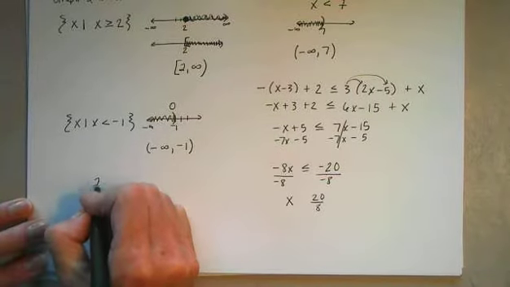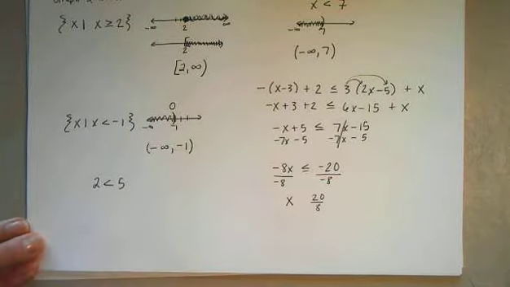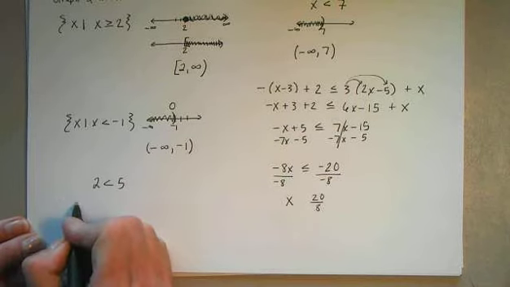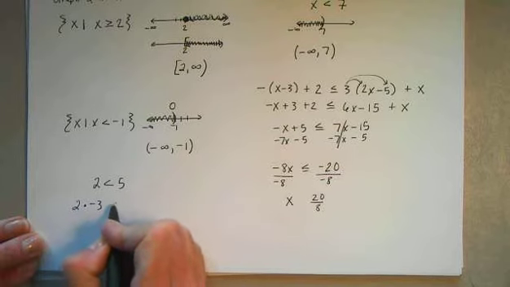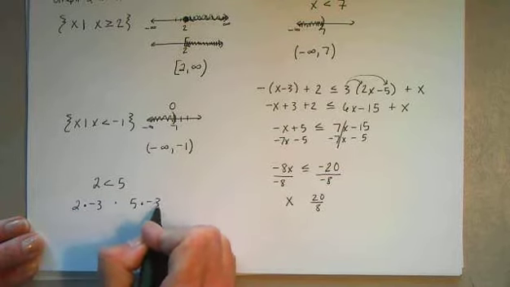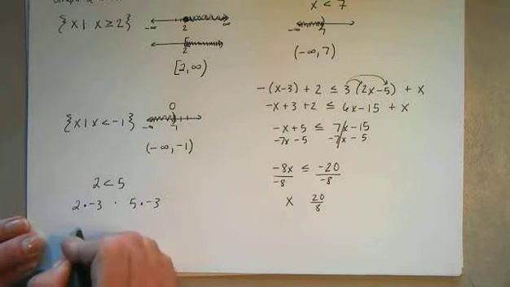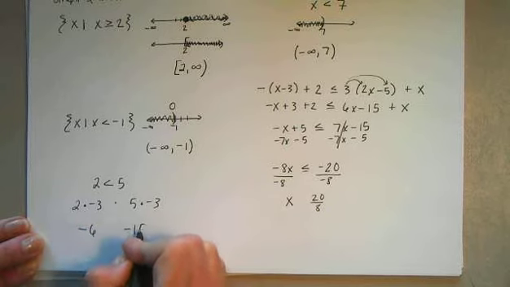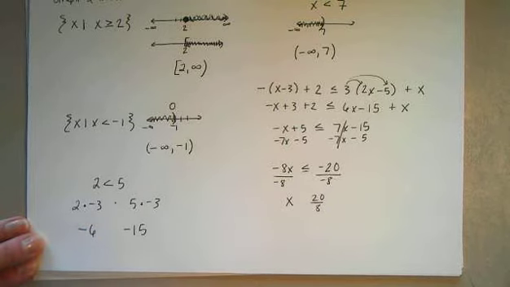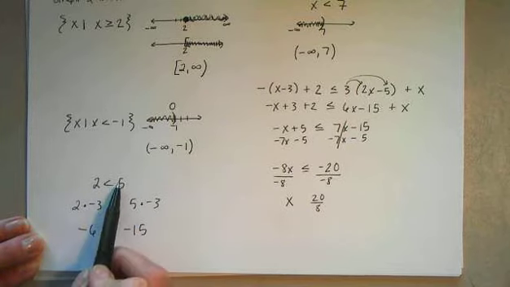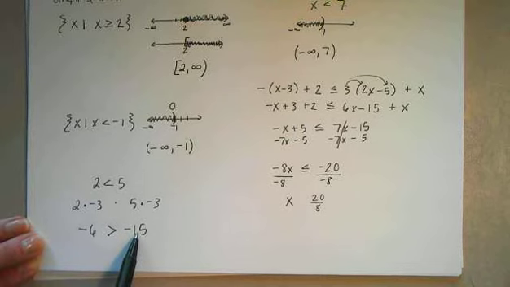What if I tell you that 2 is less than 5? We know that's true, right? We know that 2 is less than 5. But let's say I multiplied both sides by negative 3. So I have 5 times negative 3, and I have 2 times negative 3. So I'm multiplying both sides by a negative. So now I have negative 6 and negative 15. Now, which one's smaller? We know that this is way more negative than this, so it's way smaller. So look what happens. My arrow flips. So what used to be bigger becomes more negative, so it becomes smaller.